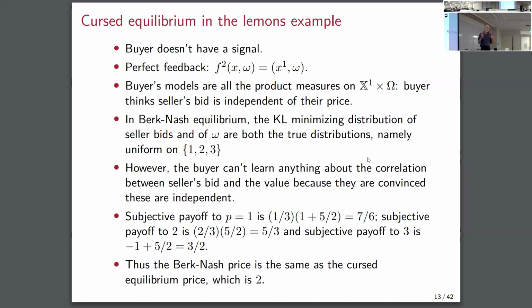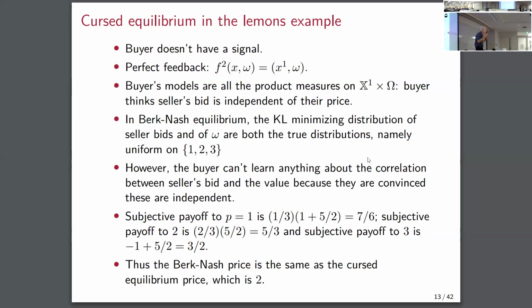Maybe not the most natural assumption. And the buyer's models are product measures on X1 and omega. So they think that the seller's bid is independent of the seller's price. It was actually right that the seller's bid equals their price, but the buyer thinks they're independent. Okay. So the buyer has beliefs about omega and beliefs about the price. Full support on both. So they correctly learn that the distribution of values is 1/3, 1/3, 1/3, and 1/2, 1/3. The bids is 1/3, 1/3, 1/3. But because they had this prior that the two are independent, they can't see the correlation.